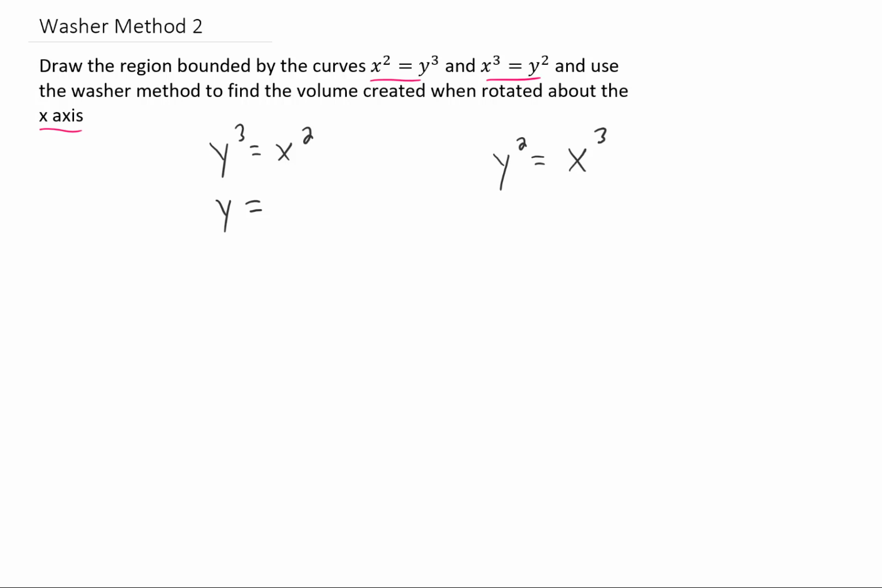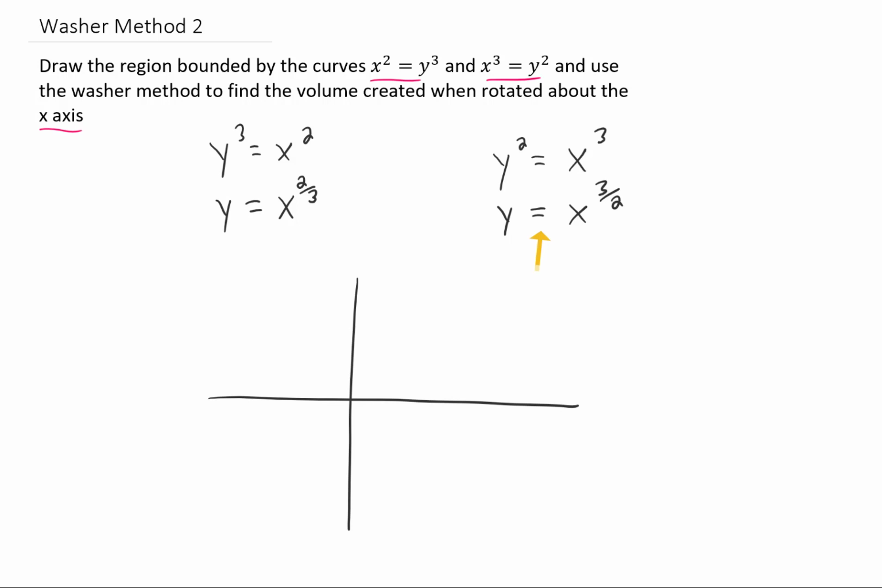Taking the cube root of both sides, we'll do it in this first equation, and we get y equals x to the 2/3 power. As for this other equation, if we take a square root of both sides, we should get x to the 3/2 power. As far as the sketch goes, x to the 3/2 power has a power that is bigger than 1, so it should curve upward like this.